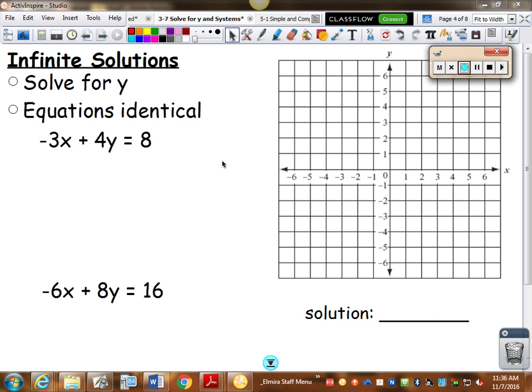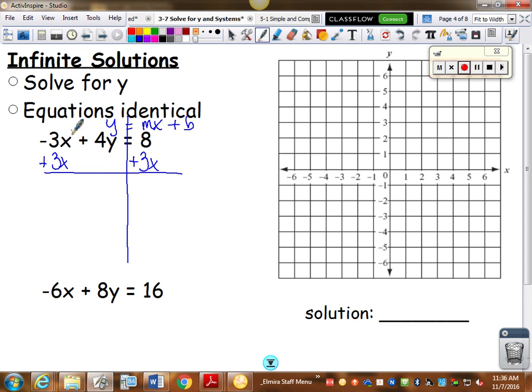Okay, something special is going to happen on this pair. My goal is y equals mx plus b. I've got to add 3x to both sides, and I get 4y equals 3x plus 8. Then divide by 4. Keep your slope a fraction: 3/4 x plus 2.